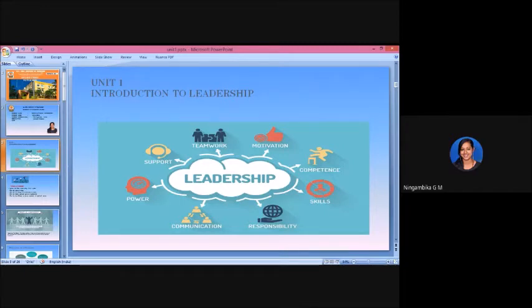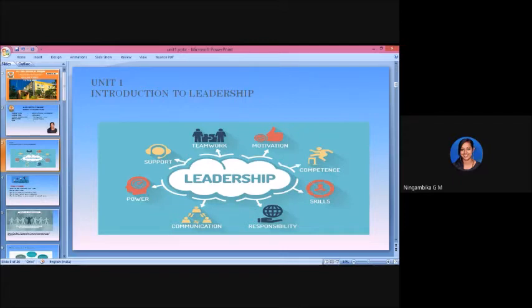So we can roughly guess with this picture. There are too many things that can be seen in this picture. A person who is taking care of a team should be a motivator, a competent person, and should have a skill set, responsibility, communication, power, and support. When we see these characteristics or traits, we can analyze that a leader should have all these qualities to be an efficient leader.